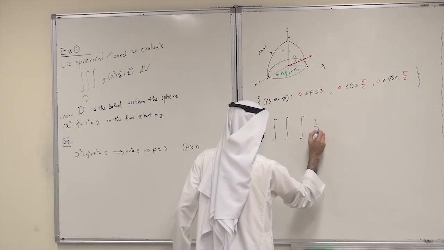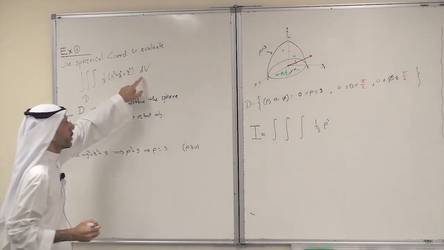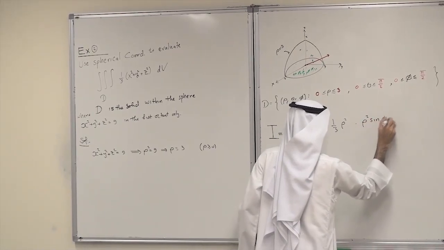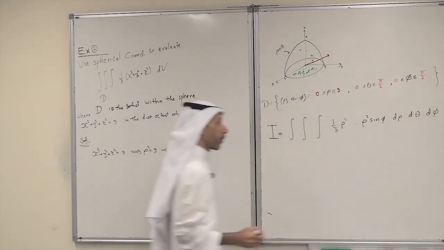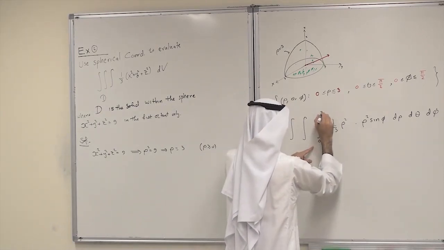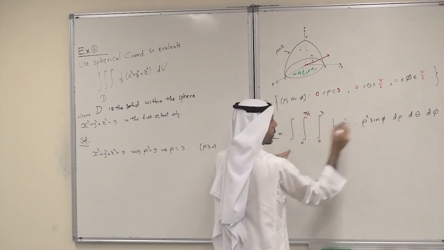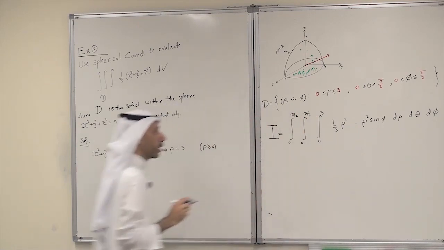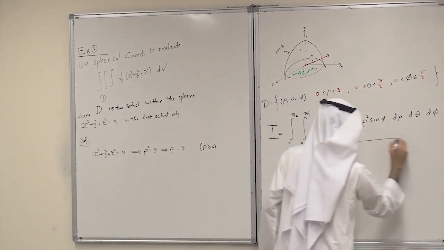This is 1/3 rho squared, where rho squared is x squared plus y squared plus z squared, times the factor dv, which is rho squared sine phi d rho d theta d phi. Now we set up the limits of integration: for rho, 0 to 3, for theta 0 to pi over 2, and for phi 0 to pi over 2. Then we start evaluating by integrating first the inner integral with respect to rho.